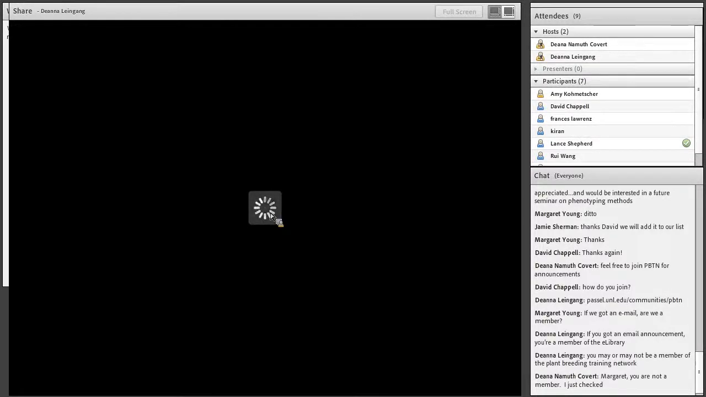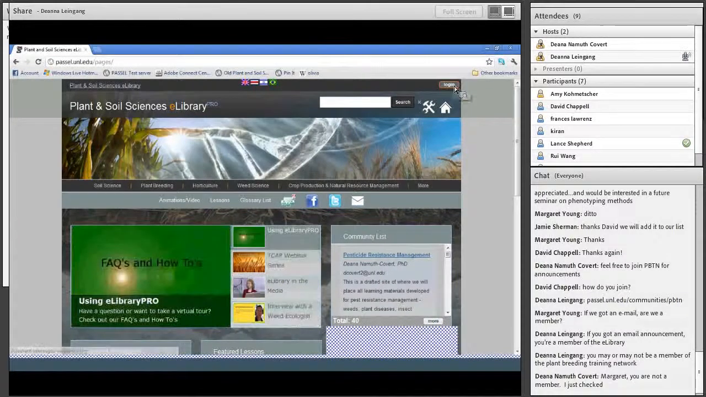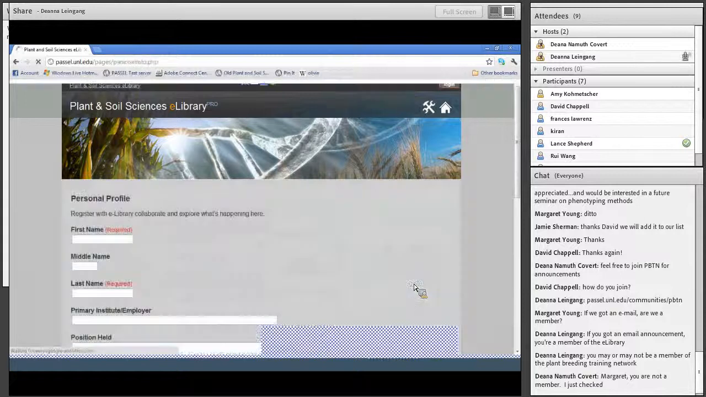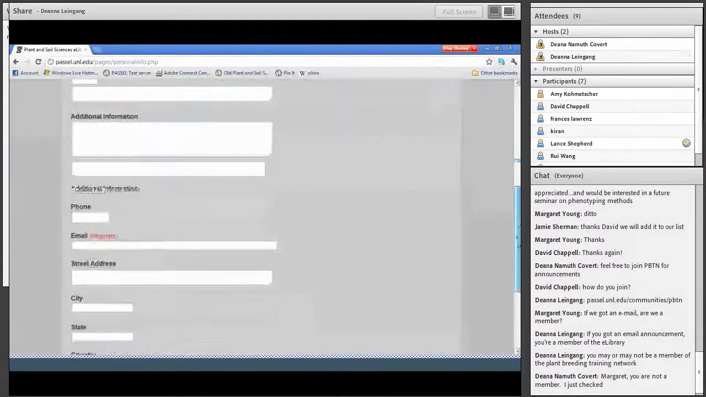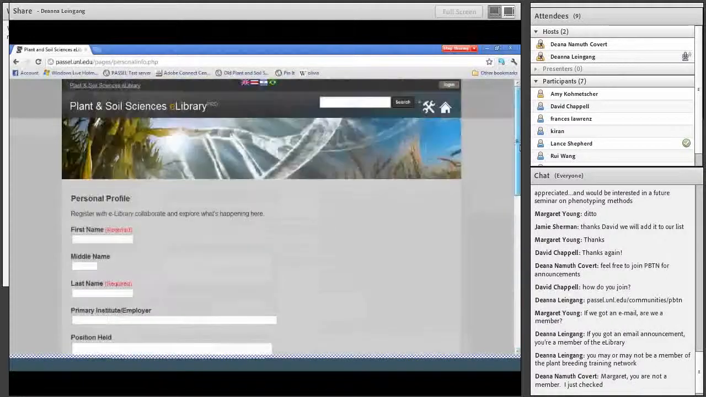Okay, so you should hopefully be able to see my screen. This is the Plant and Soil Sciences eLibrary homepage. And to create an account, you'll go to this login page up at the top or click on the home icon. It'll bring you here. And you can register for an account by clicking here. It'll ask you to put in some basic information, name, institution, email address, and submit. A password will be sent to the email address that you enter, and you'll be able to change that password once you log in.